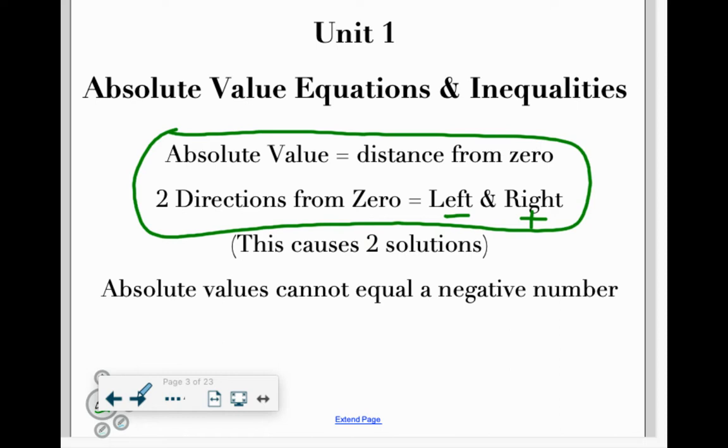Then I would add the fact that an absolute value cannot equal a negative number. Instead of writing all those words out, you might want to write something like this. If you had the absolute value of x equals -4, it can't equal a negative, so this one would be no solution. There is no number that is -4 as a distance from 0 because we don't use negatives when we talk about distance. It's either 4 units away or nothing.